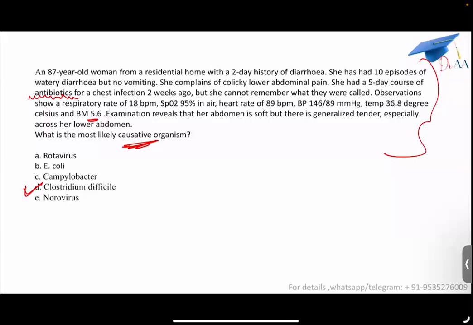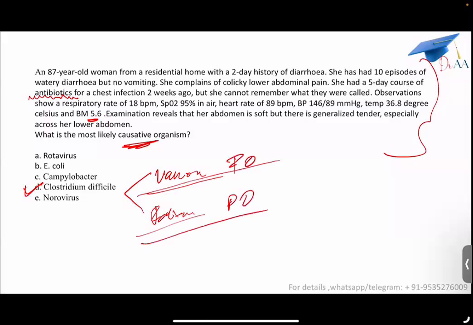The treatment for Clostridium difficile? Vancomycin, or metronidazole. Both are given per orally. These are the preferred treatments. Metronidazole was given previously, but nowadays they don't recommend it. Vancomycin and fidaxomicin act much better compared to metronidazole.